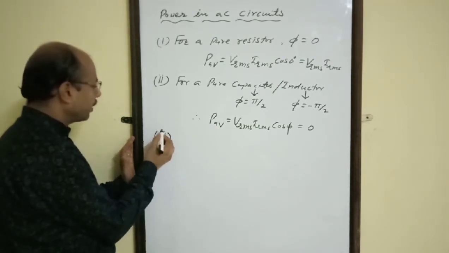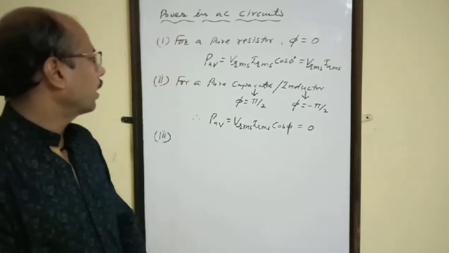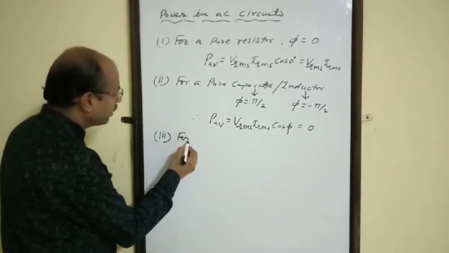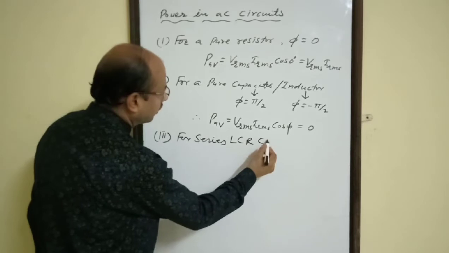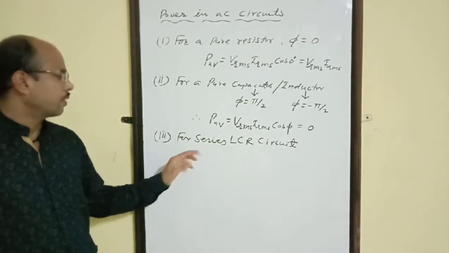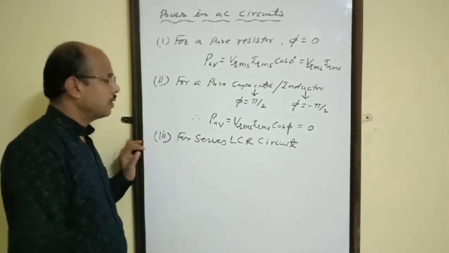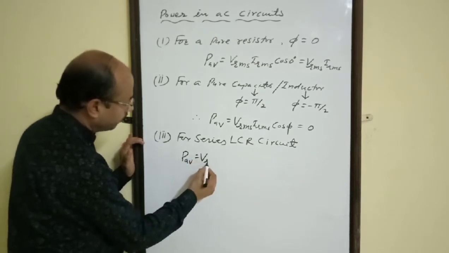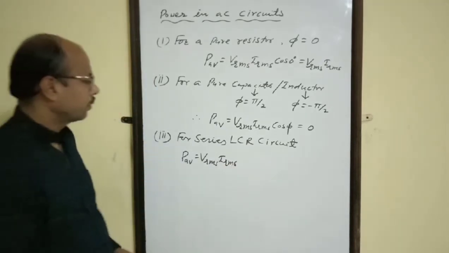It means a capacitor and inductor consume no power, or there is no power loss in the case of a pure capacitor or pure inductor. Now if we consider a series LCR circuit, for a series LCR circuit phi is not 0. Therefore, P average can be written as V RMS I RMS cos phi.